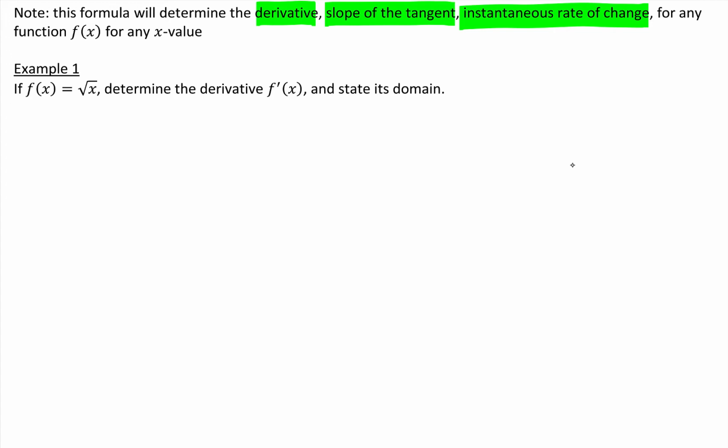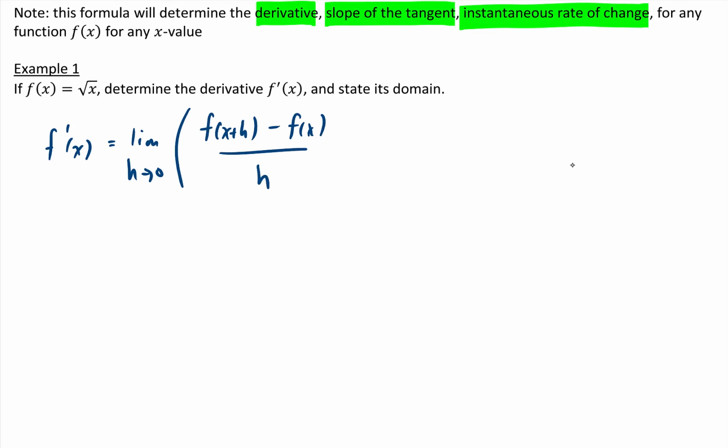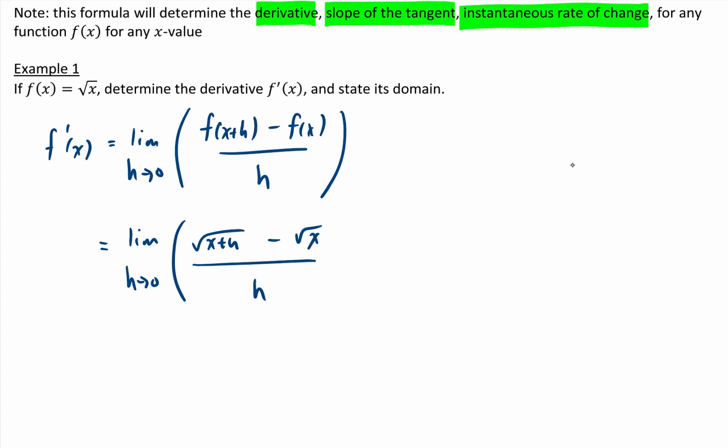So for example 1, we're going to look for the derivative of the root of x. So f prime of x is equal to the limit as h approaches 0 of f of x plus h minus f of x all over h. If we sub an x plus h into our root function, we get the limit as h approaches 0 of root of x plus h minus root of x all over h.